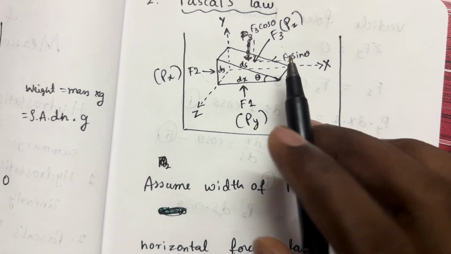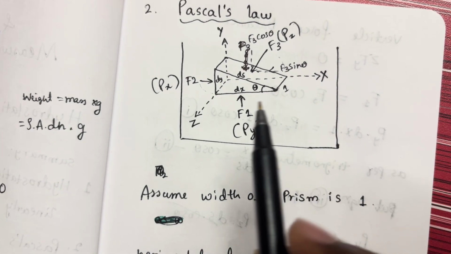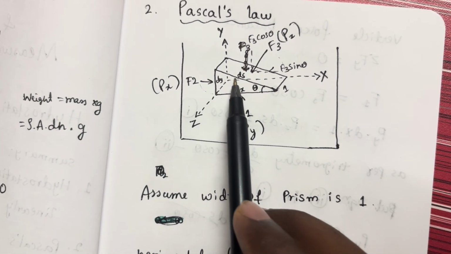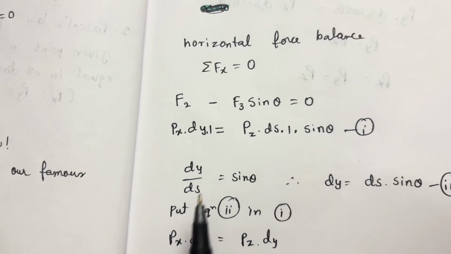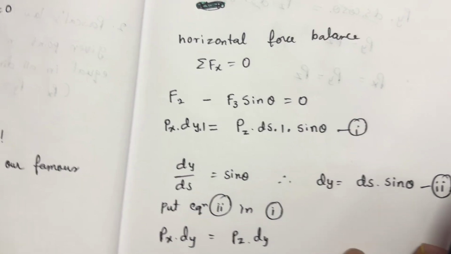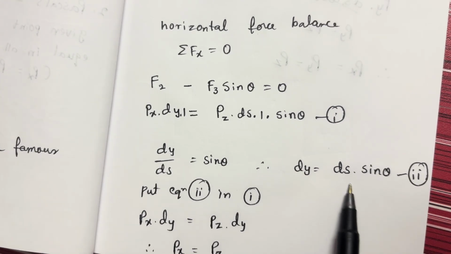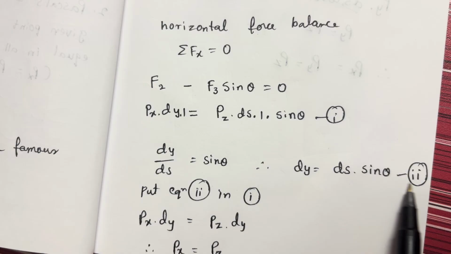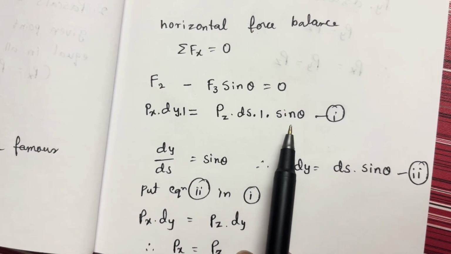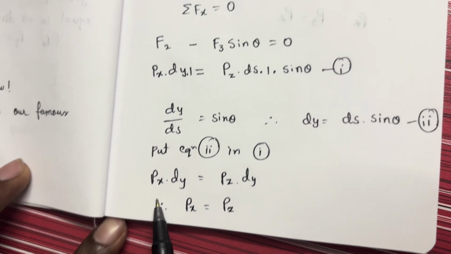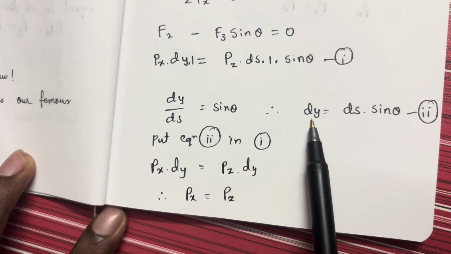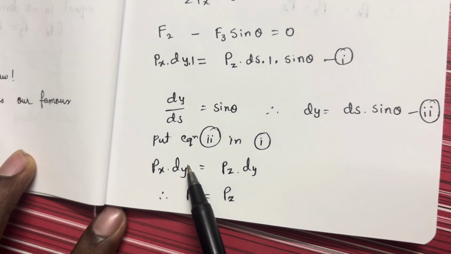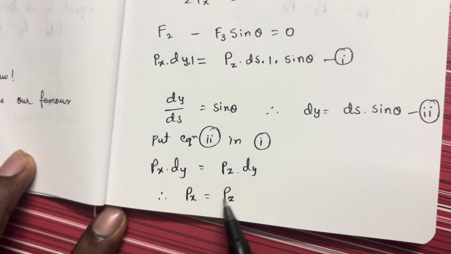As per trigonometry, dy, which is opposite over the diagonal, is sin theta. So we know that dy by ds is equal to sin theta. So dy equals ds times sin theta. Now we put equation 2 into equation 1. Then what does it become? Px times dy on one side, and on the other, Pz times ds sin theta, which is dy, so Pz times dy. Now dy gets cancelled. What is remaining? Px equals Pz.